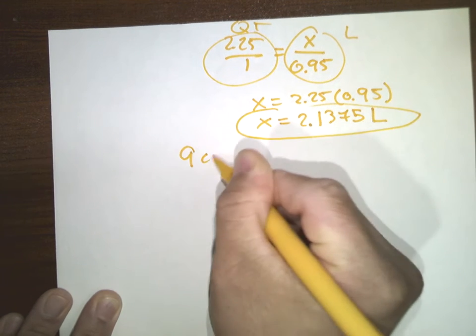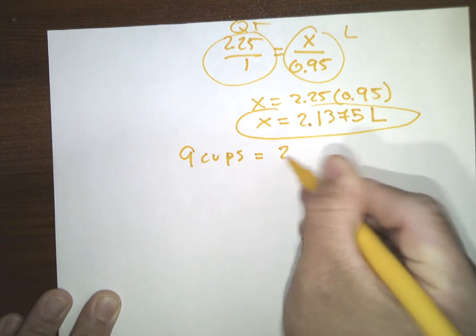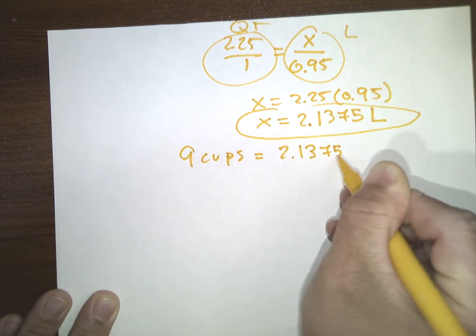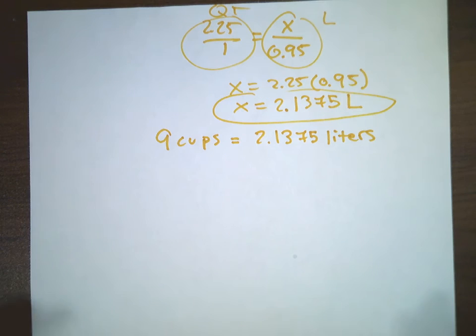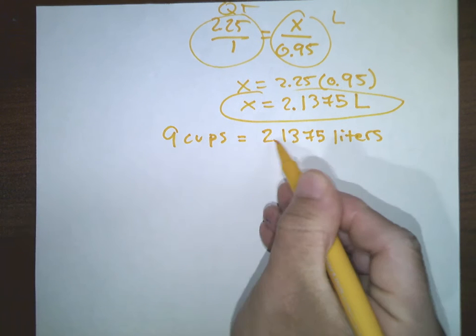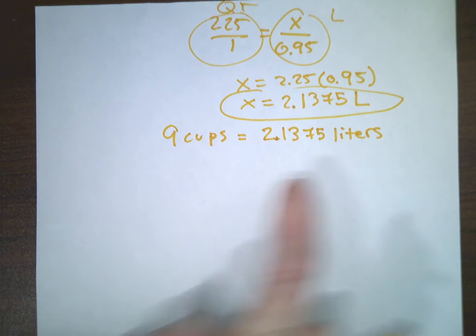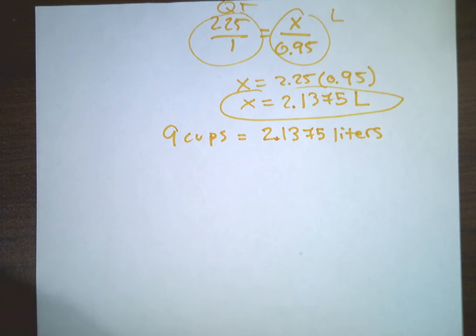So 9 cups is equal to 2.1375 liters. That is what I am saying here. So essentially, if you can think about it, if you go and buy a 2 liter of pop, right, that's about 9 cups, a little bit over 9 cups. So just sort of think about it like that if you're trying to visualize what this would look like.